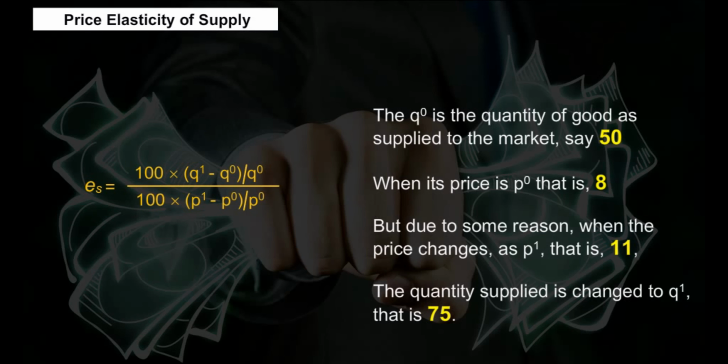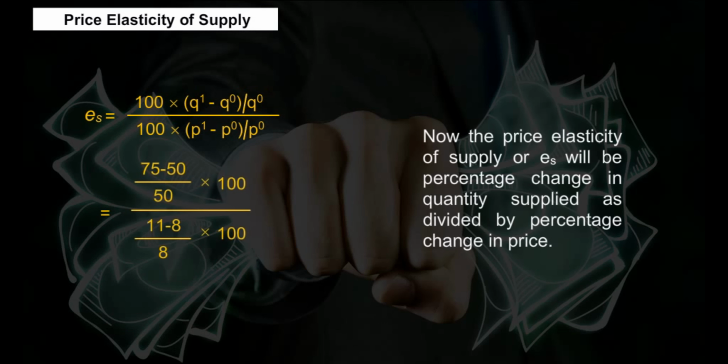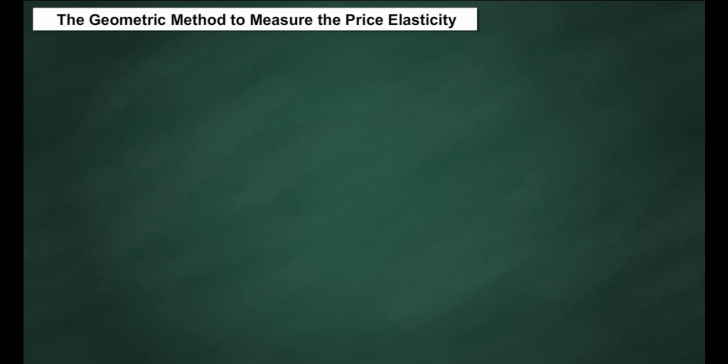Q0 is the quantity of a good supplied to the market, say 50, when its price is P0, that is 8. But due to some reason, when the price changes to P1, that is 11, the quantity supplied changes to Q1, that is 75. Now the price elasticity of supply, or ES, will be the percentage change in quantity supplied divided by the percentage change in price. The geometric method to measure the price elasticity.